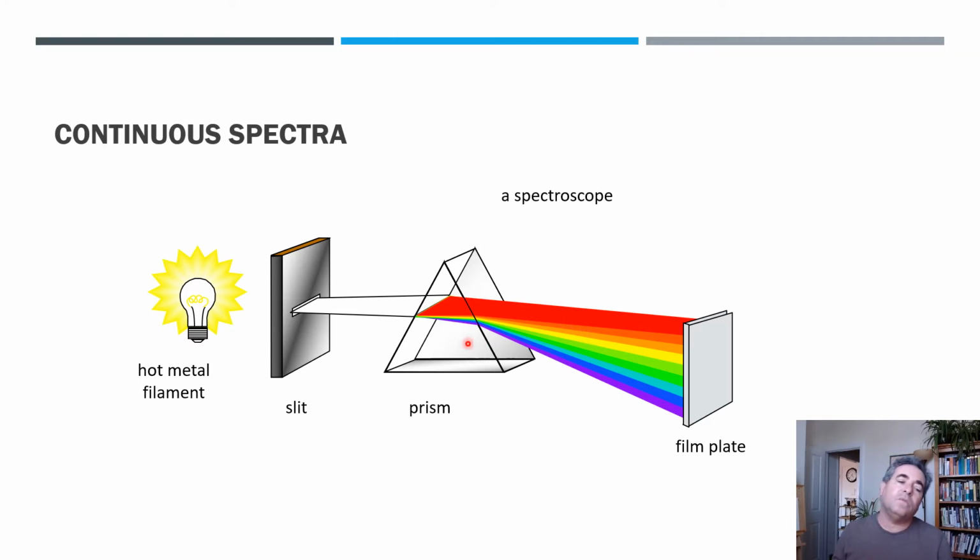And you don't have to use a prism. There are some other things that you can use. One of them is a diffraction grating, which is a piece of plastic that has very fine lines ruled across it. And it will do the same thing. It will reflect different wavelengths of light off of itself at different angles.